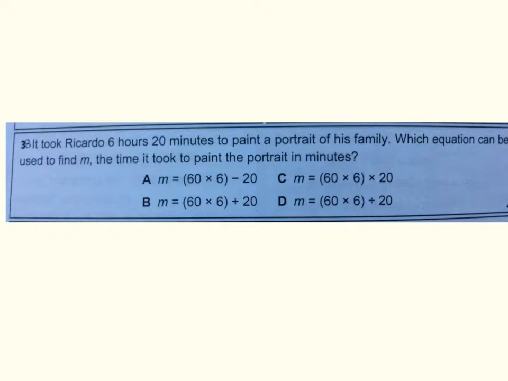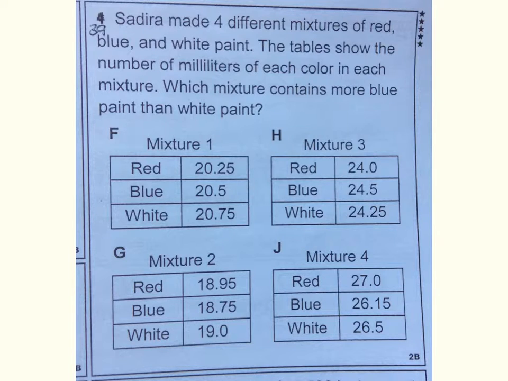Number 38. It took Ricardo 6 hours, 20 minutes to paint a portrait of his family. Which equation can be used to find M, the time it took to paint the portrait in minutes? Number 39. Sadira made 4 different mixtures of red, blue, and white paint. The tables show the number of milliliters of each color in each mixture. Which mixture contains more blue paint than white paint?